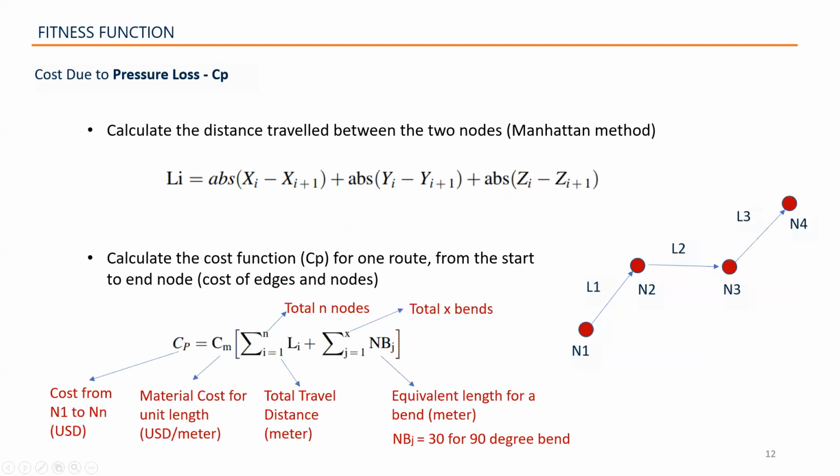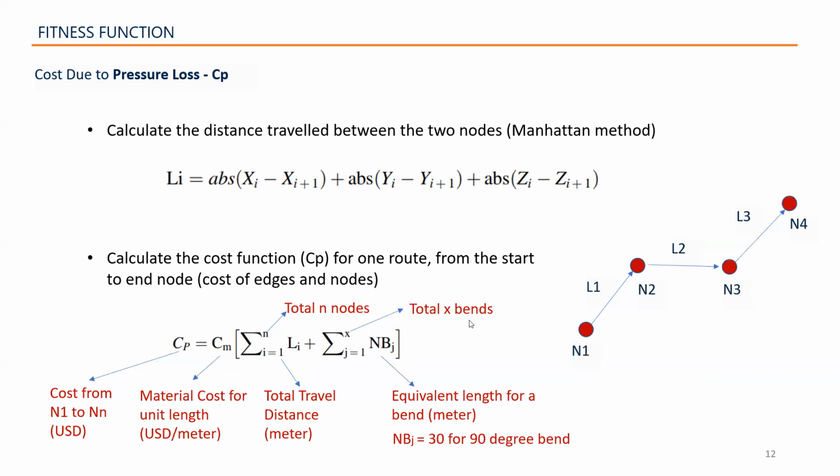To calculate the cost function CP for one route from the start to the next node to the end node, the formulation is like this. CP is the cost from N1 all the way to N. The unit is US dollars. CM is the material cost per unit length, US dollars per meter. And this N is the total number of nodes, so i runs from 1 to N. Calculate the distance like this. So this will be the total travel distance in meters.